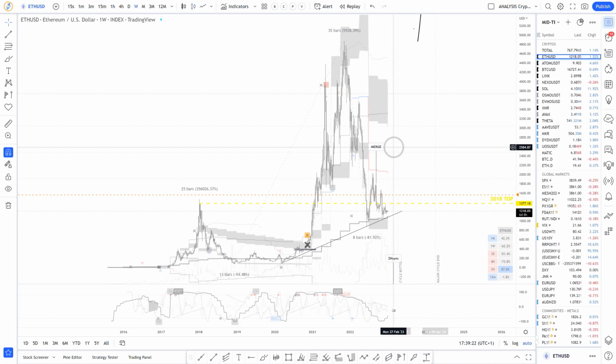There are still some short-term issues, don't get me wrong, but I think they're more the cyclical problems of the rest of the market that make Ethereum collateral damage. But I doubt Ethereum is going to go anywhere lower.